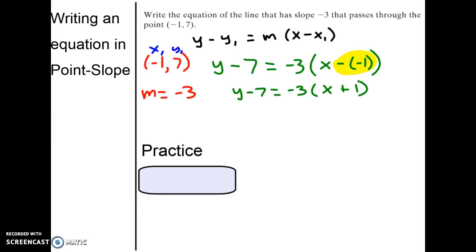Once again, I'm going to give you the point and the slope, and you can do this one as practice. When you're done with this practice one, raise your hand, and I'll come around and take a look and see if you have the right equation.